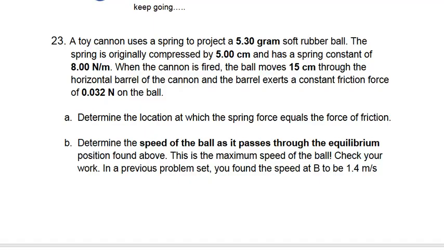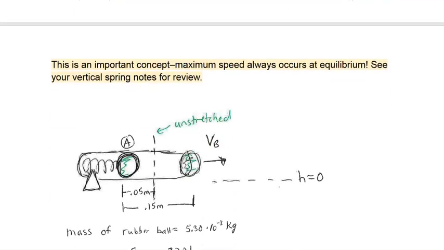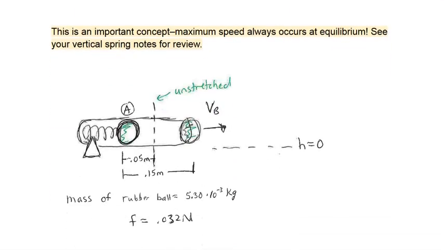Okay, so we have a toy cannon. You have done this first part of this problem, well, a different part of this problem already. So this problem might look familiar, but these are slightly different questions. Okay, so we have a toy cannon, blah, blah, blah. You've done this question already. Question A: determine the location at which the spring force equals the force of friction. So you did this problem before where you just found the speed at B. That was in a different problem set.